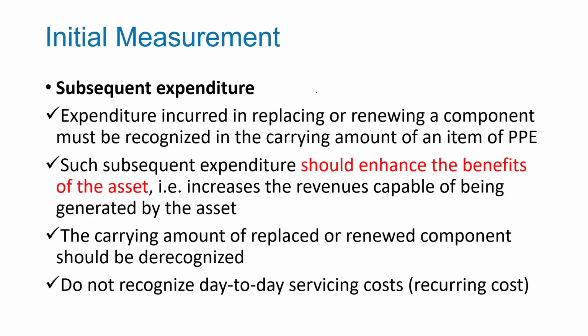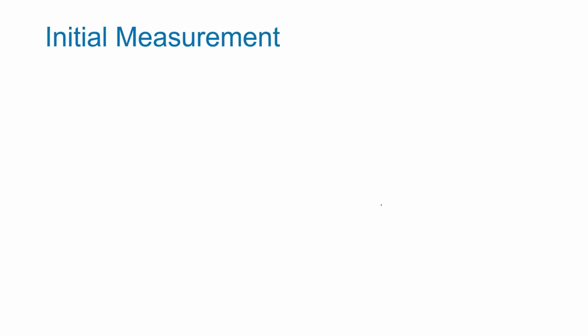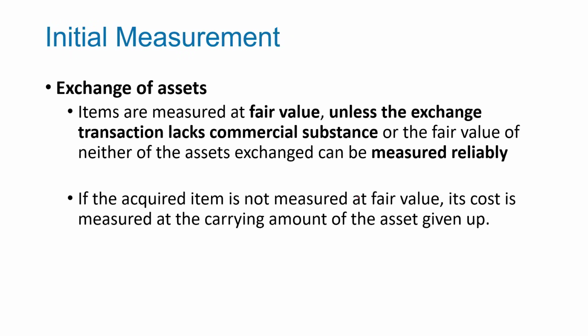Subsequent expenditure, how to add the cost of the new component to the carrying amount, and then derecognition. I hope it's clear. Can I move on, friends? Good. Now, exchange of assets.